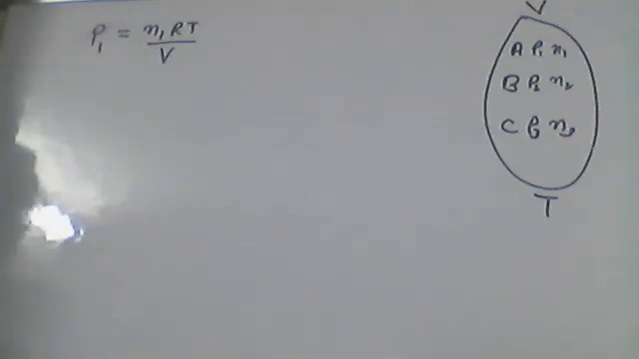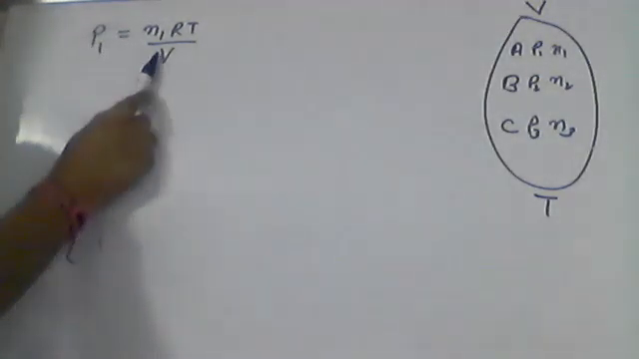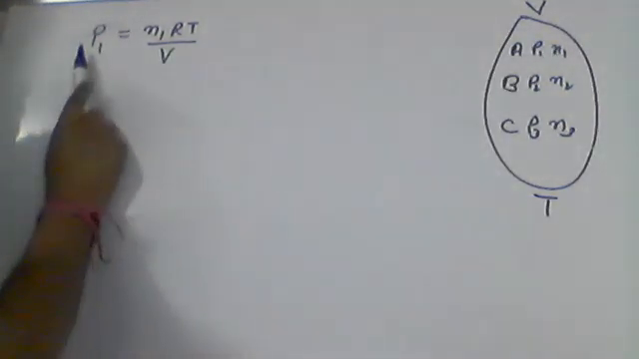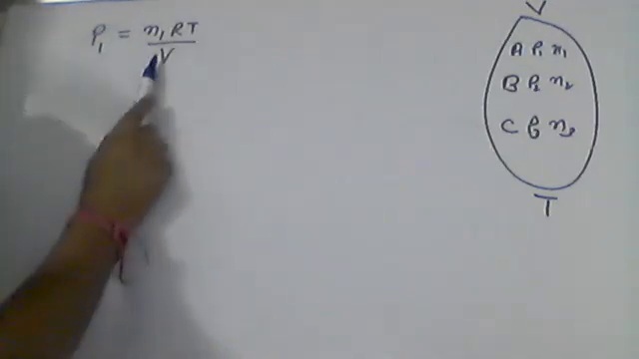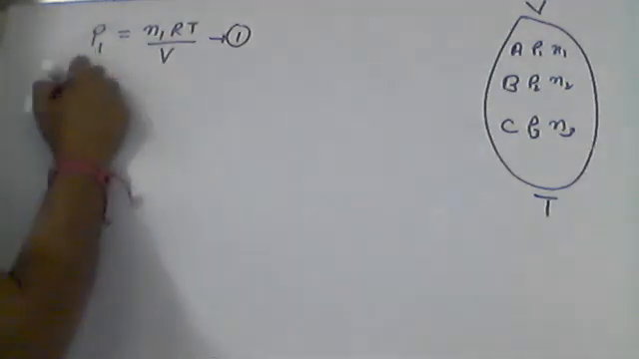For the first gas, gas A, I'm going to apply the ideal gas equation, that is PV = nRT. V and T are the same for all three gases A, B, and C. The only difference is the pressure and the number of moles. So P1 = n1RT/V. This will be equation 1.